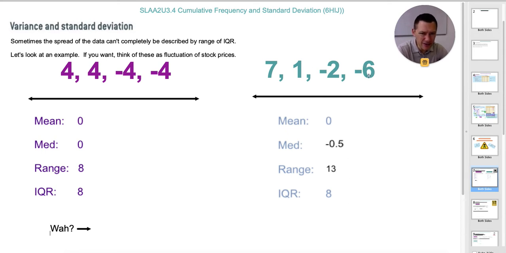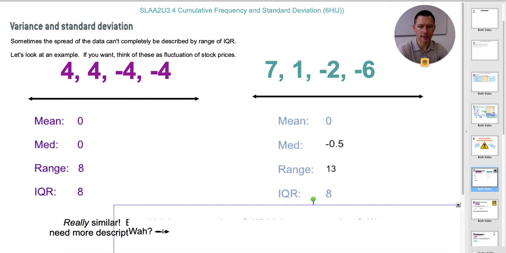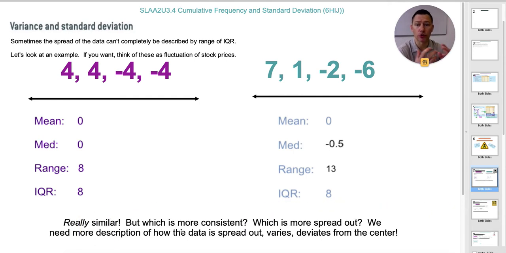But this really looks more spread out. So we need something more powerful to describe the spread of these, and that's where variance comes in and standard deviation. Okay, so let's try to figure out how that works.